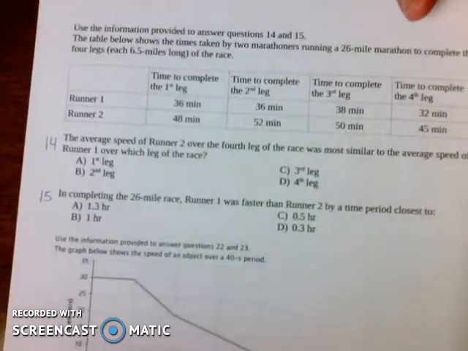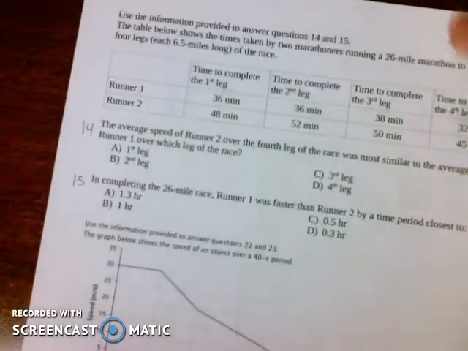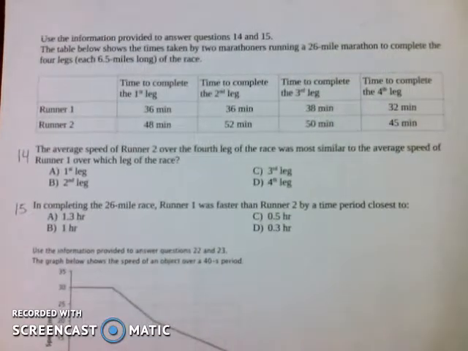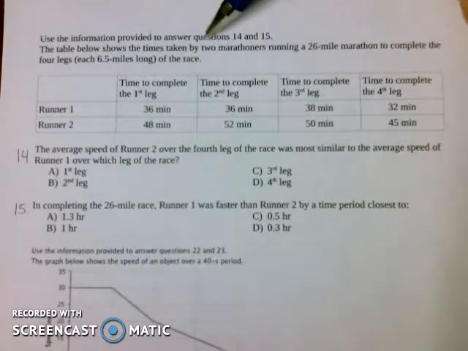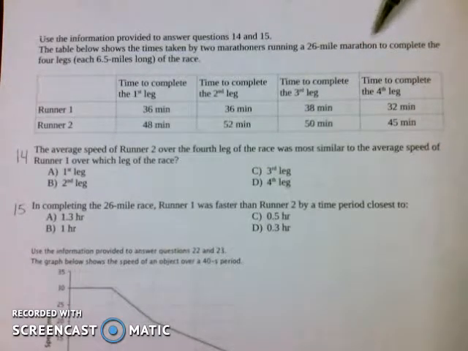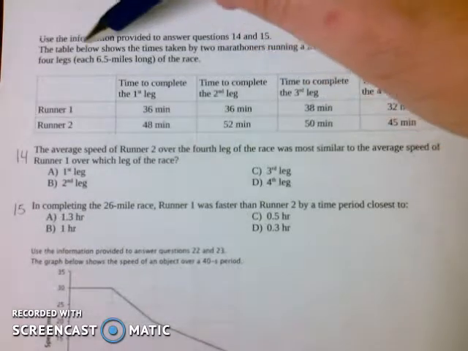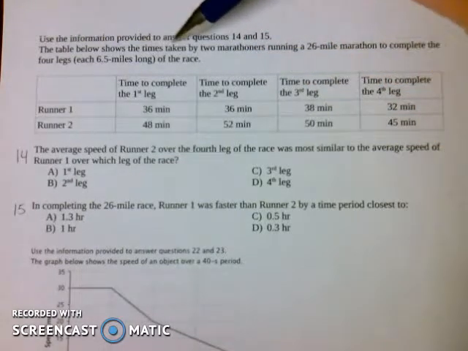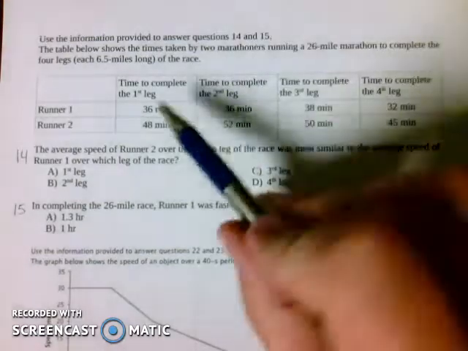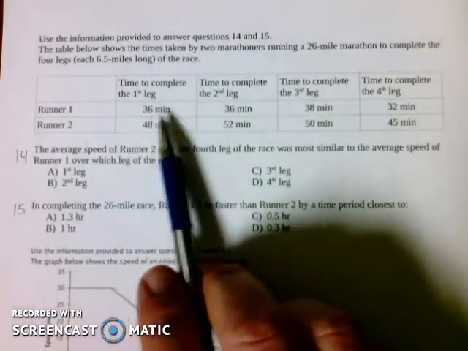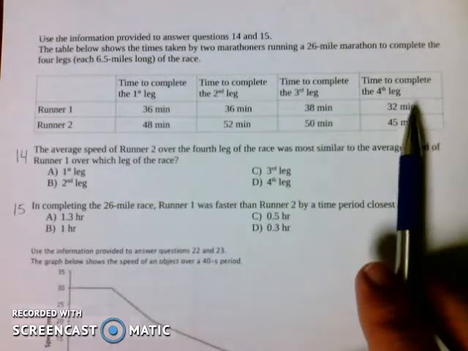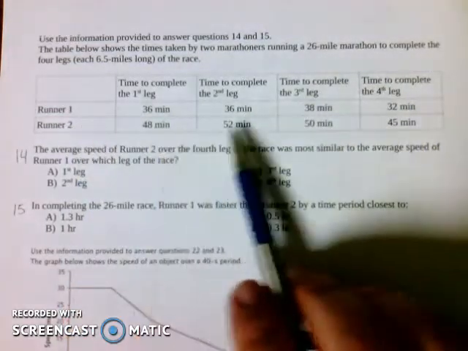Using information provided to answer questions 14 and 15, use the table below. The table shows the times taken by 2 marathoners running a 26-mile marathon to complete the 4 legs, each 6.5 miles long, of the race. So each leg here is 6.5 miles long. Runner 1 took this long, this long, this long, and this long. Runner 2 took this long, this long, this long, and this long.